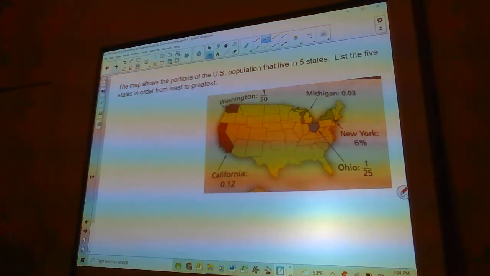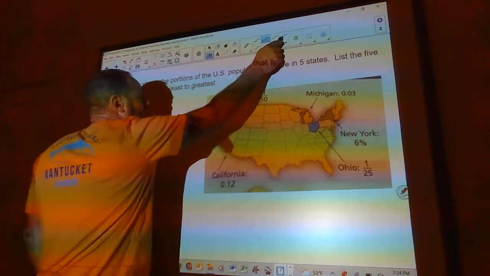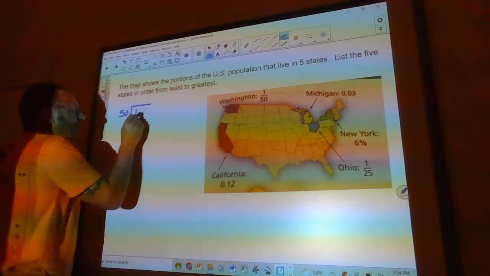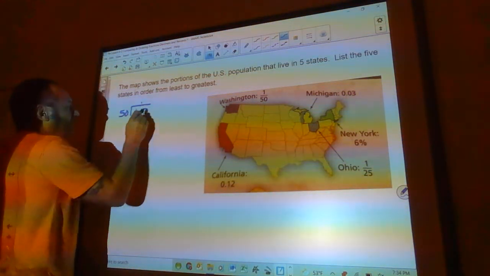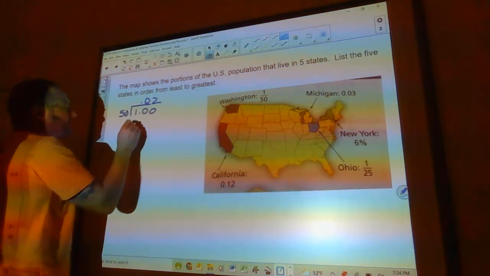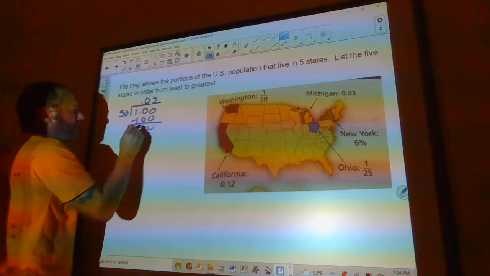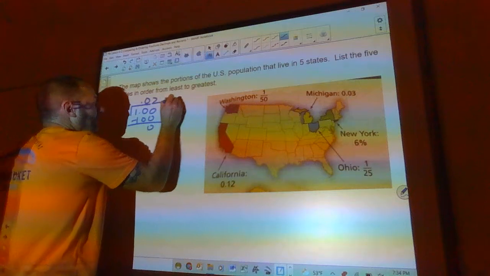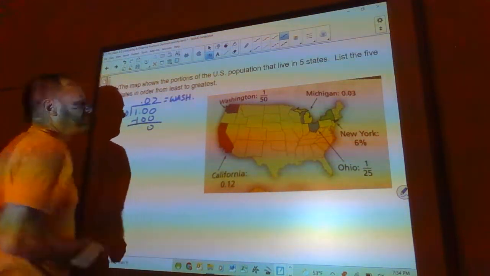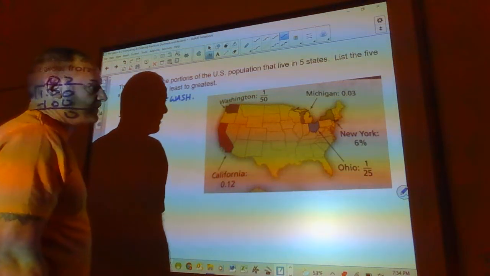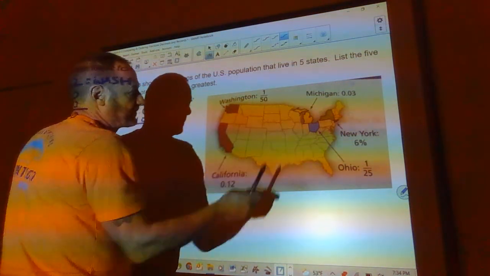So let's get these all into a decimal. We'll start here with Washington, 1 divided by 50. We're going to put a 0 there, another 0 here. That's going to go in there 2. So Washington has basically 2% of the population. California has 12% of the population. That's much bigger. Michigan has 3%.